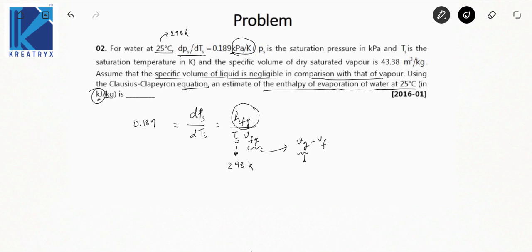vg is 43.38 and I will ignore vf because it has been given that vg is much greater than vf. Solve this and get the answer of hfg, which is equal to 2443.248 kilojoule per kg. Okay, next question.